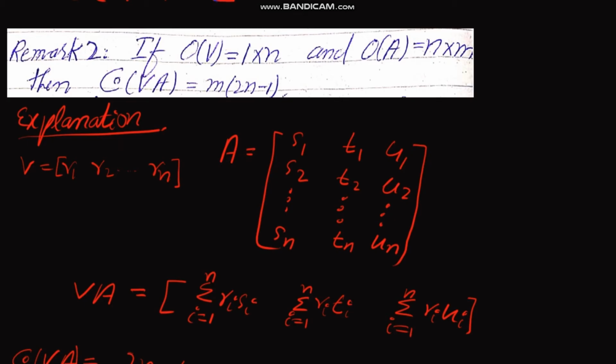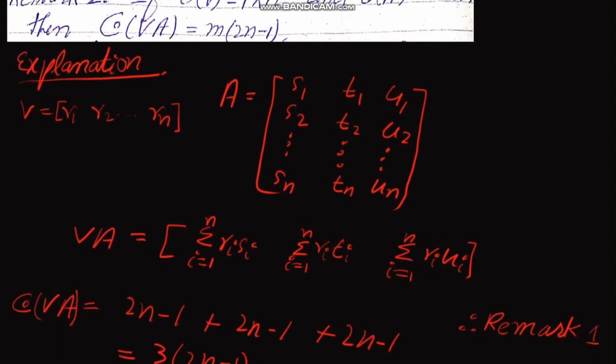Today we will discuss another remark. What does this remark state? Let's see. It says if the order of this vector V is 1 by n and the order of matrix A is n by m, then the product of V and A is m times 2n minus 1. Before proving this, I would like to give you some explanation that might be helpful to understand this remark.